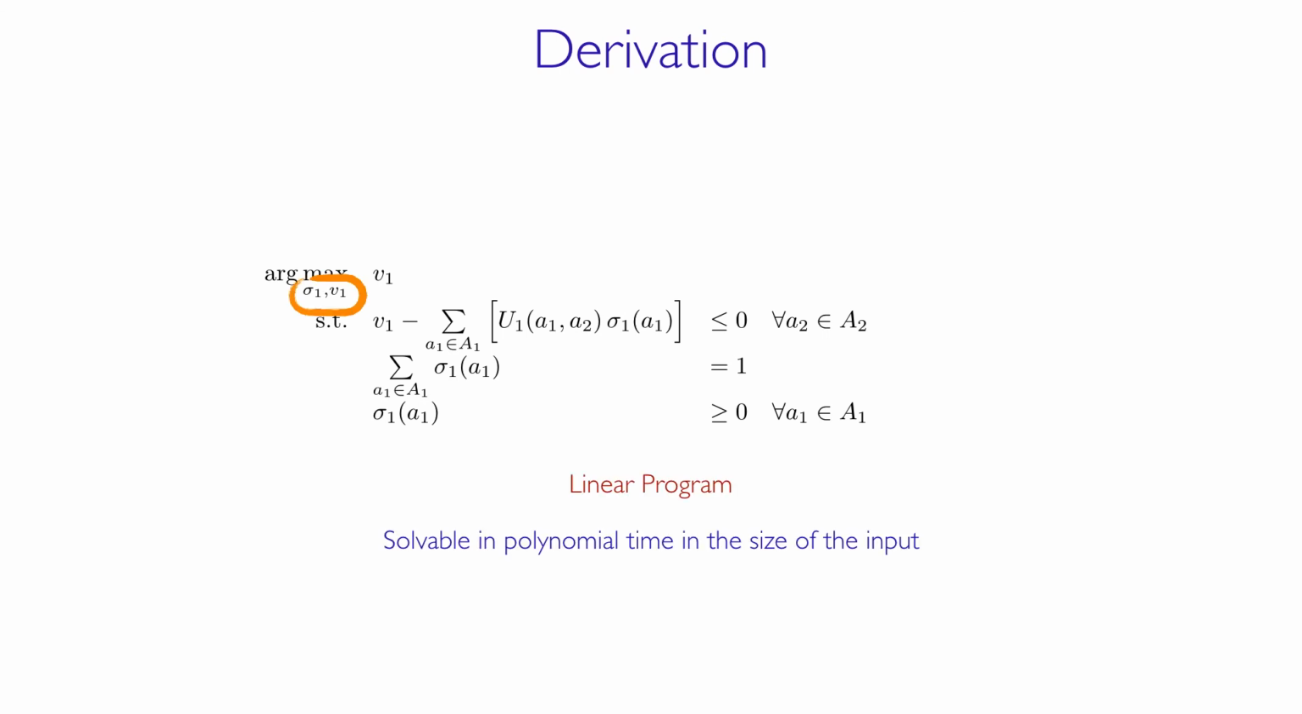where the variables are both sigma 1, we recall that it is a vector, and v1, we recall that it is a scalar. Notice that in the optimal solution, v1 contains the expected utility of player 1. It is usually called the safety value, given that in every game player 1 can always obtain at least such a value independently of the strategy of player 2. The resulting problem is a linear program, so we know that it can be solved in polynomial time.